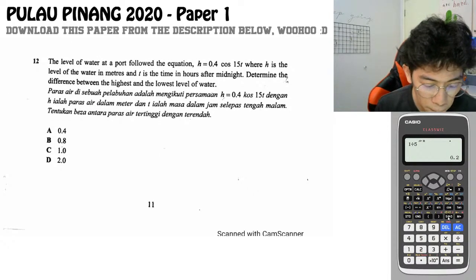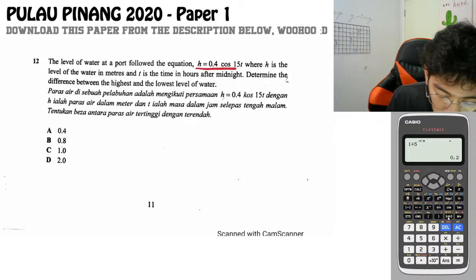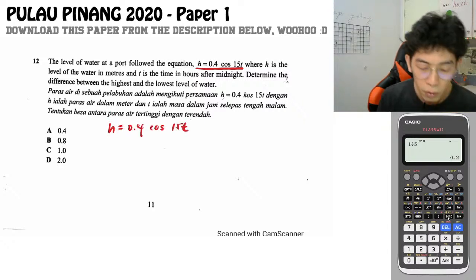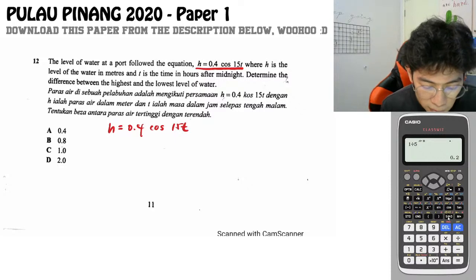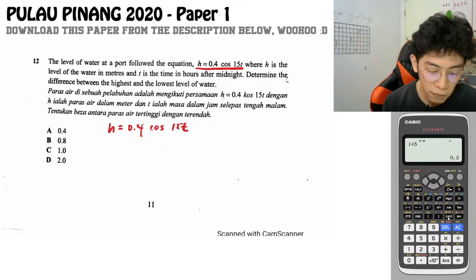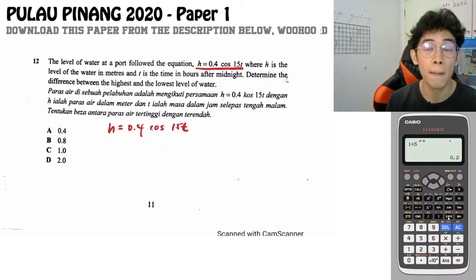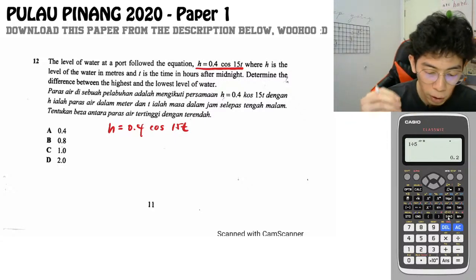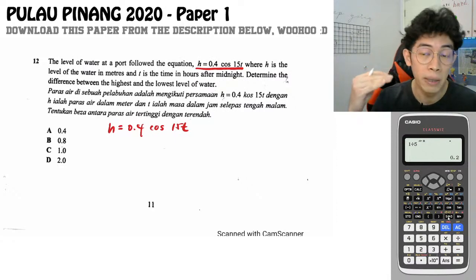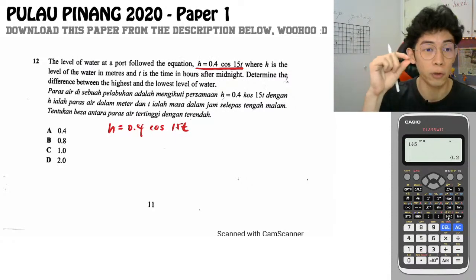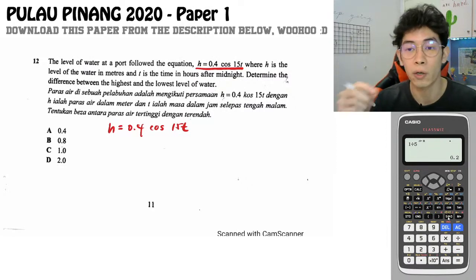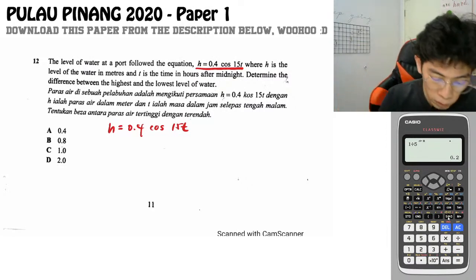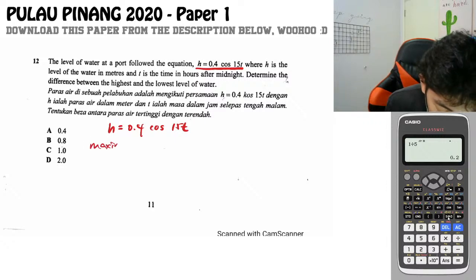The level of water of a pot follows the equation H equals 0.4 cos 15t, where H is the level of water in meters and t is the time in hours after midnight. Determine the difference between the highest and the lowest level of the water. Based on definition, the maximum point of cos is always 1. The minimum point of your cosine is always -1. So this is what I'm going to do. Maximum point is going to be cos 15t.